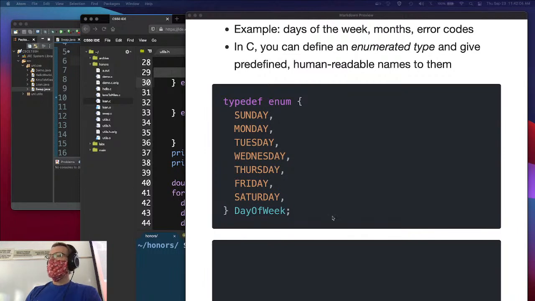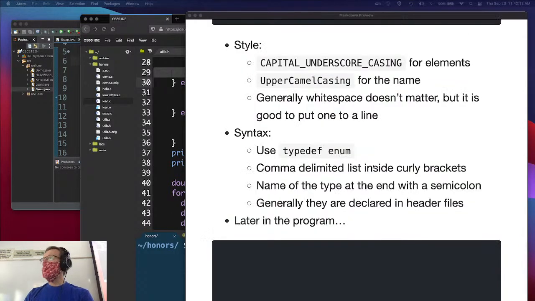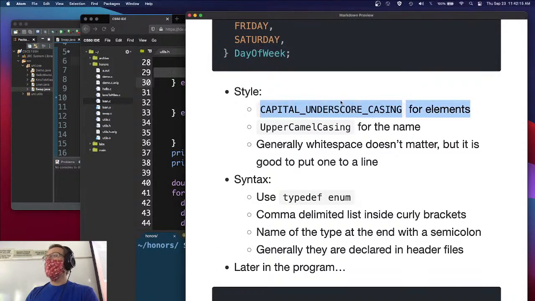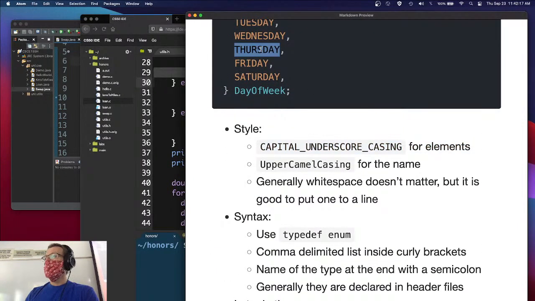And then finally, DayOfWeek, okay? The style, as you already noted, is to use upper underscore casing for elements. That is THURSDAY, FRIDAY, SATURDAY. And if it has multiple words like we did before, to separate them with underscores. Generally, white space doesn't matter, but it's good to put them one to a line. And then we use upper camel casing for the name of the enumerated type.